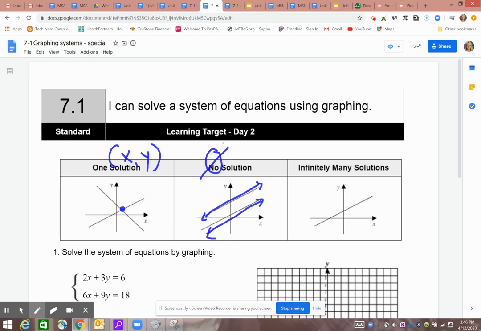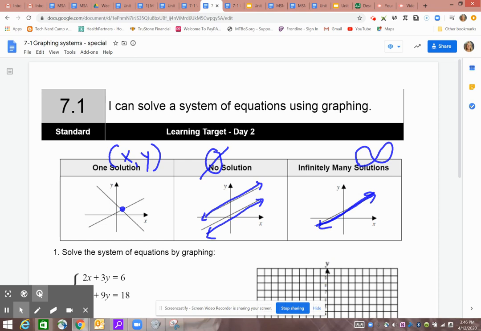And then the last type of our special systems is something called infinitely many solutions. So here, where both lines are exactly the same, they have infinitely many points, so we would actually give the symbol of infinity. So there is infinitely many solutions, so we would just use the infinity sign.